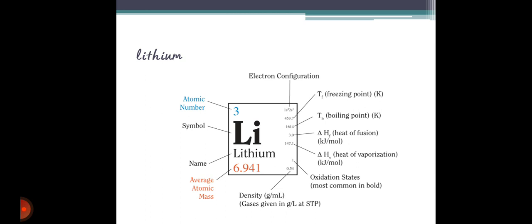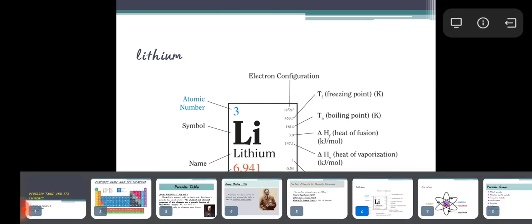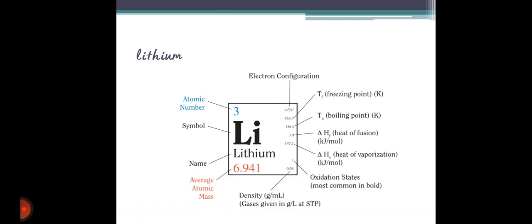The atomic symbol is one or two letters from the element's name. So we took lithium, Li, as lithium. So the atomic mass, the average atomic mass, you can see here down is 6.941. It represents the number of protons and neutrons.